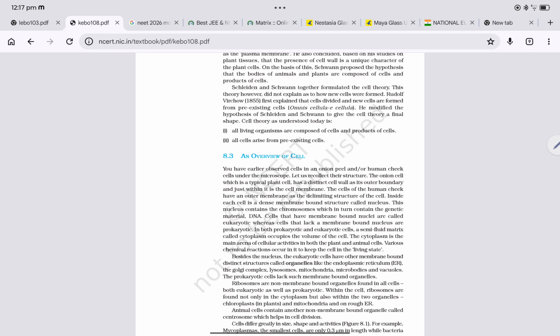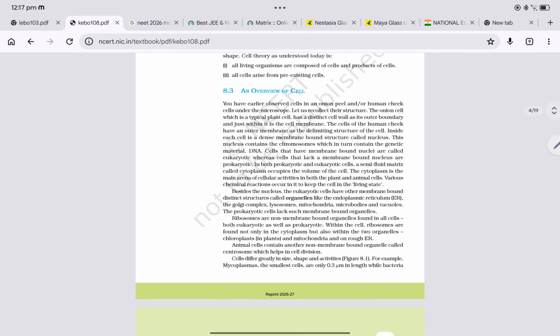Ribosomes are non-membrane-bound organelles found in all cells, both eukaryotic as well as prokaryotic. Within the cell, ribosomes are found not only in the cytoplasm but also within the two organelles, chloroplasts in plants and mitochondria, and on rough ER. Animal cells contain another non-membrane-bound organelle called the centrosome, which helps in cell division.